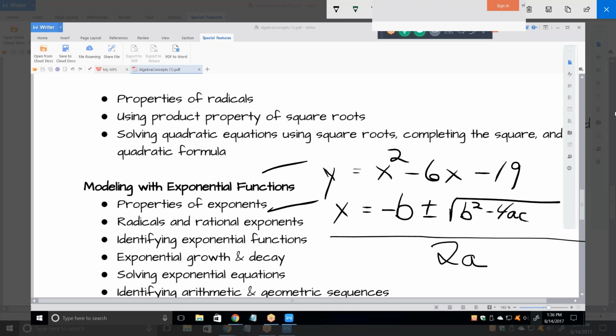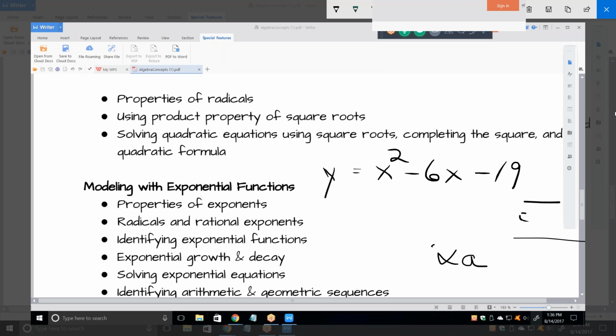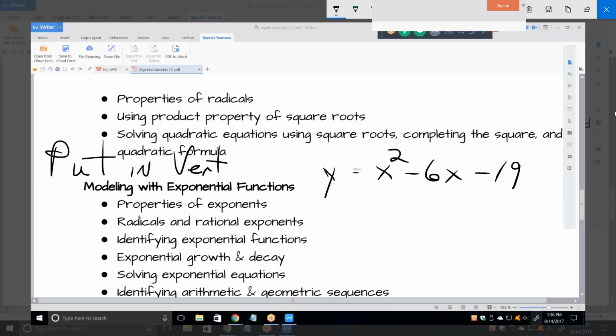Now, let's say your test did not say solve for the zeros. Let's say that it said put in vertex format. And the only way to do that is to complete the square. This part right here.